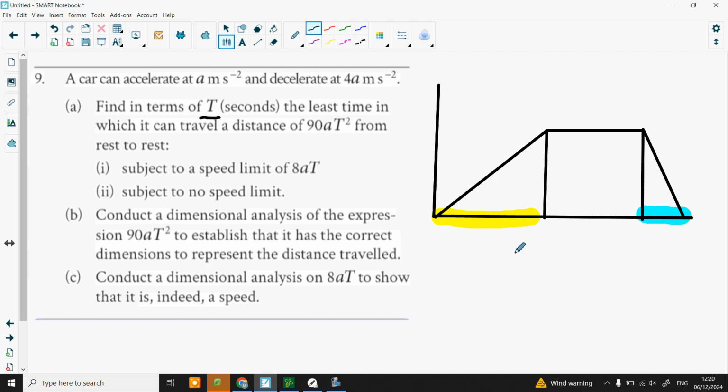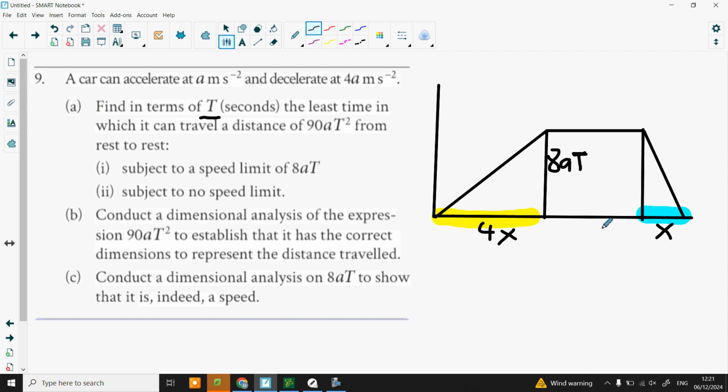So for argument's sake, I'm going to avoid the letter T for a while. Just don't use any more T's. So I'll call that 4x and call this one x. Does everybody understand why I did that? That deceleration is 4 times bigger. What's the speed limit? AAT. And then the whole thing combined is 90 AT squared, right?